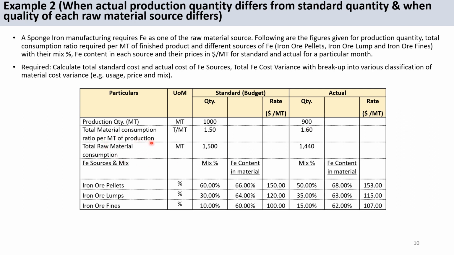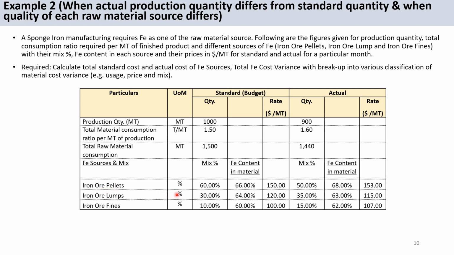So the total raw material ratio per ton of sponge iron is, let's say, 1.5 as per standard and 1.6 as per actual. So total raw material consumed here will be 1500 metric tons as per standard, and in actual terms it will be 1440 metric tons. And these are the sources of Fe mix.